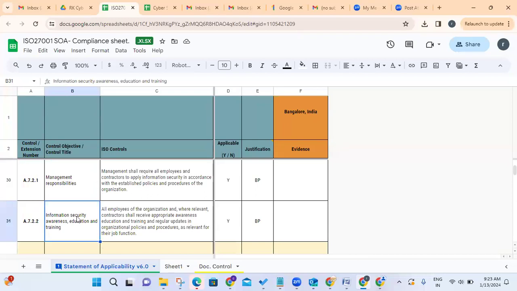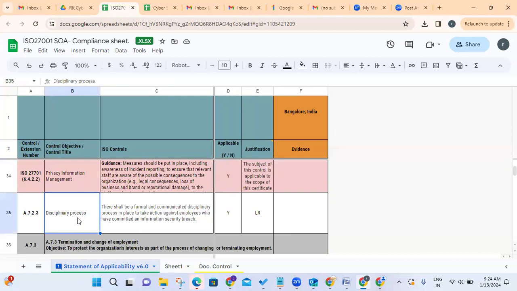Information security awareness, education and training. When any employee is joining, after that they complete the induction training, and a couple of courses they also have to complete. They are attending all these information security awareness trainings, whether they are completing them or not, all those verifications we have to do. So what is the process their HR team is following? That evidence we have to gather.